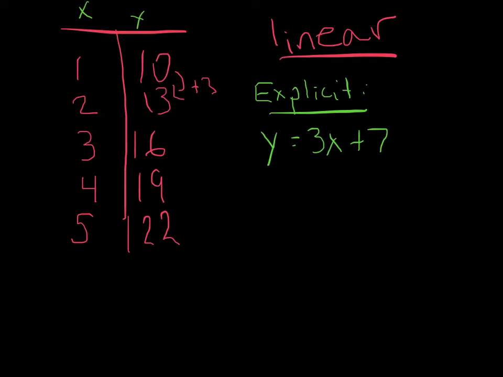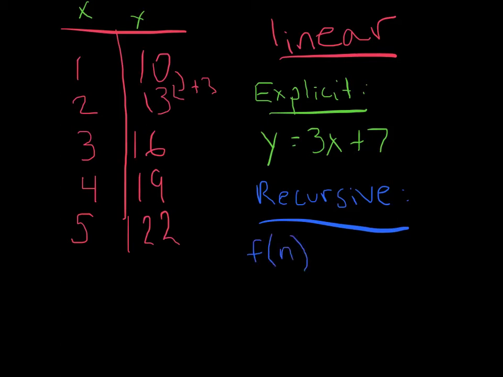But recursive functions are dealing with the outputs. We're seeing how we can alter the output from one input to get the output of the next one. So we start with f of n, and n is the input. So if n equals 3, f of 3 would be 16.